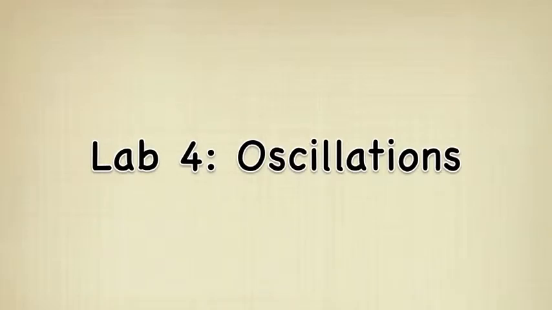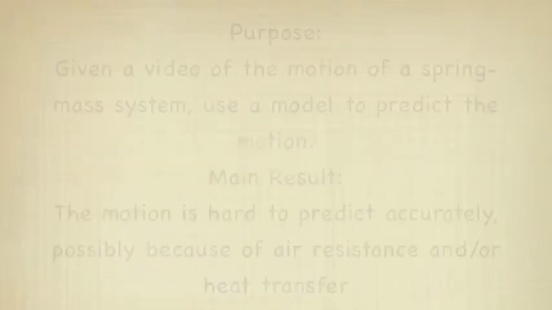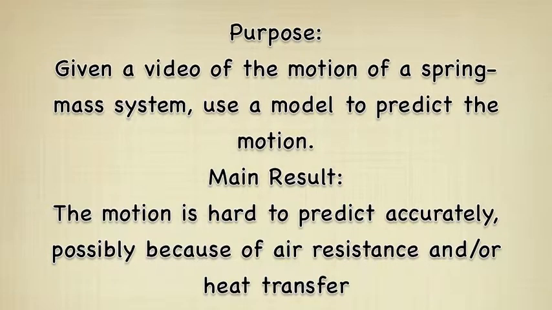Lab 4, Oscillations. The purpose of this lab is to model the motion of a spring mass system using Newton's second law of motion and the energy principle. The main result of this lab proved that predicting the motion of the spring mass system was much harder than expected, possibly due to air resistance and heat transfer.